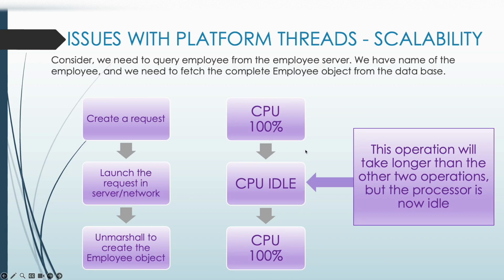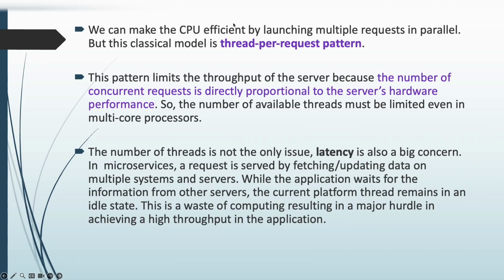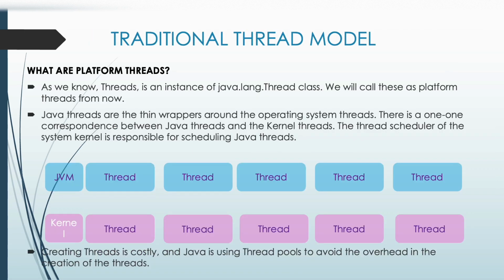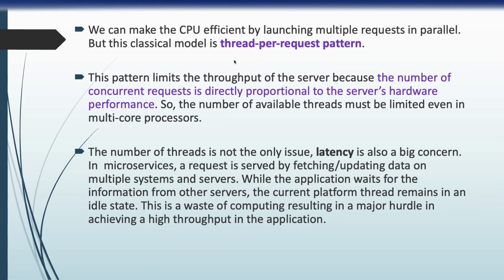Let's think. We can make the CPU more efficient by parallel processing, by launching multiple requests in parallel. But as we know, the classical model is the thread-per-request pattern, which, as we saw here, associates one JVM thread with one kernel thread. Since the platform thread completely relies on the kernel thread, this pattern limits the throughput of the server. Why? Because the number of concurrent requests is directly proportional to the number of threads, and that number of threads is directly proportional to the server's hardware performance. So this is a scalability issue.